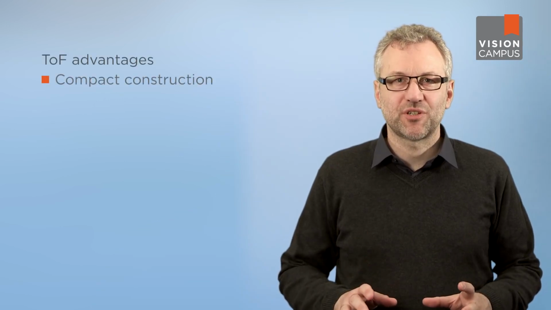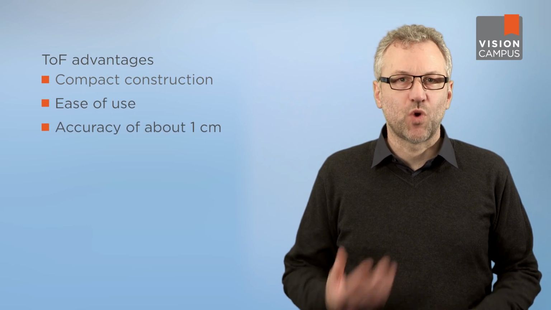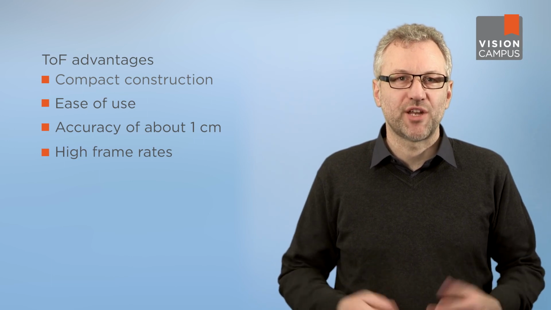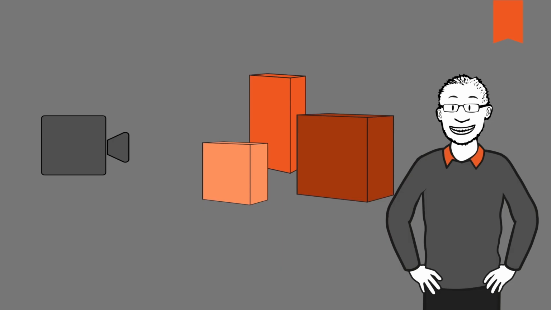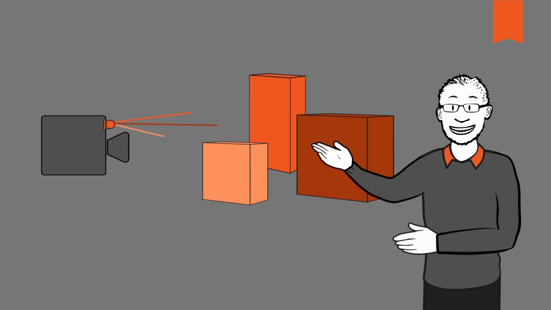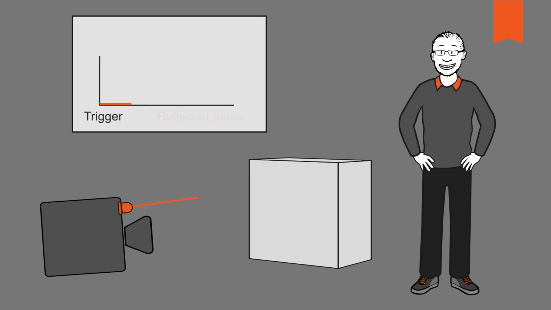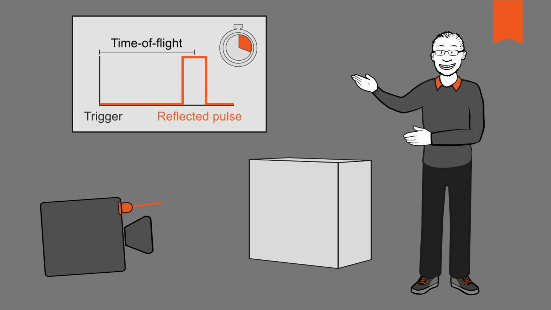Furthermore, its compact construction, ease of use, accuracy of about 1 cm and high frame rates make ToF cameras an attractive solution for a wide range of applications. In easy terms, a time-of-flight camera works by first illuminating the scene with a pulsed or continuous wave light source and then observing the reflected light. Time-of-flight cameras based on the principle of pulsed light sources measure the time that it takes for a light pulse to travel from the emitter to the scene and then back after reflection. As the speed of the light is known, by using basic math, the distance to all of the points on the object surface can then be determined.